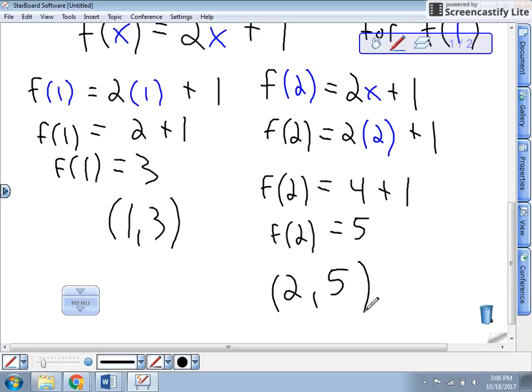Okay, the input to f, the 2, is your x. Then whatever it equals, that is your y value. So that's how you use function notation. That's how you solve problems involving function notation.